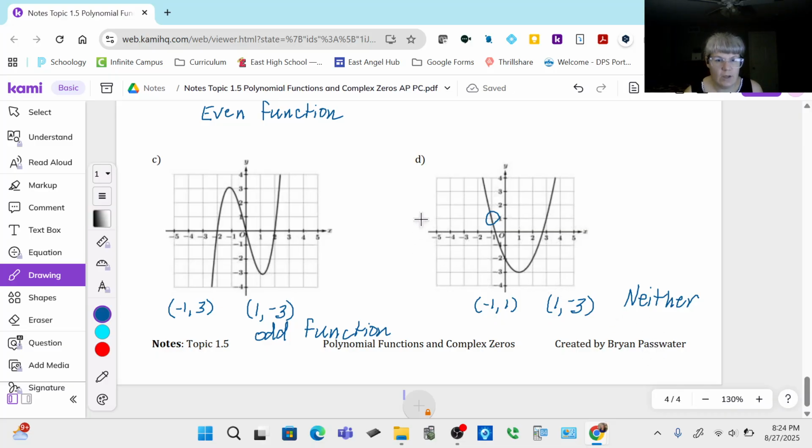So the keys are, you have to have opposite inputs first of all, and then you're looking to see if those outputs are equal, then it's even, or you're looking for those outputs to be opposite, then it would be odd. If it doesn't fit those two situations, the function is neither even nor odd. It's still a function, it's just not even or odd. It's not going to have symmetry around the y-axis or around the origin.